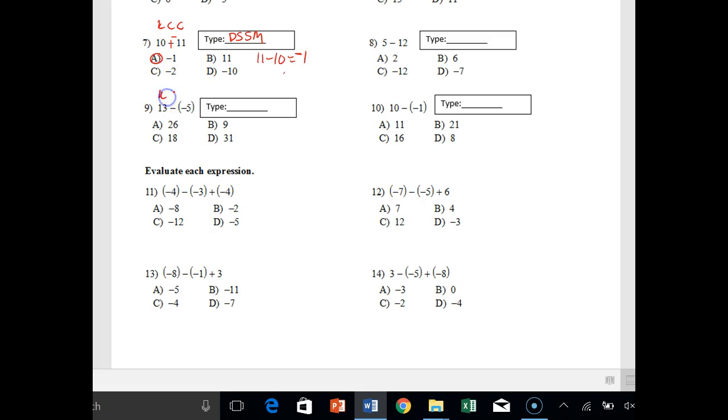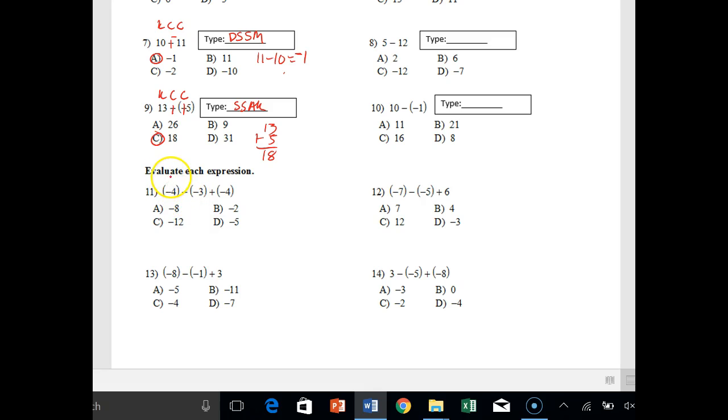Number 9, keep it, change, change. Keep, change, change. That's just 13 plus 5. 13 plus 5 gives you 18. That was an SSAK because they're both positive. So C. All right, on number 11, the only things you change are signs in between numbers.